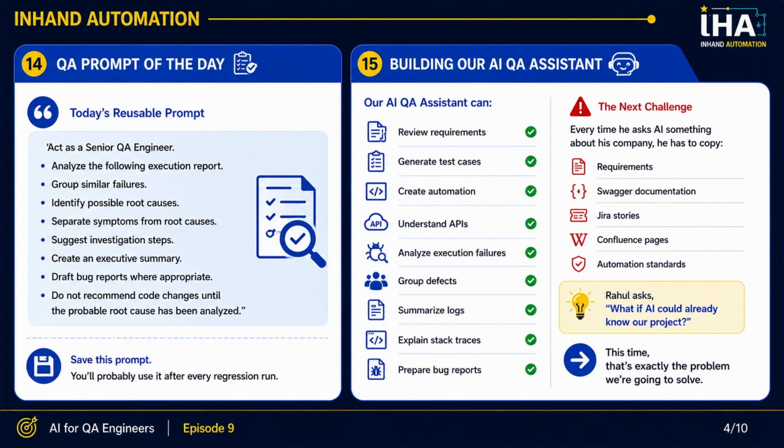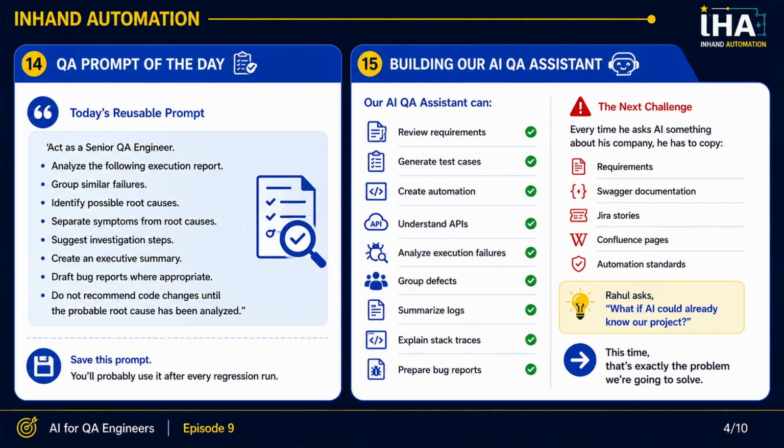So what will be today's prompt of the day to use AI for failure analysis and root cause understanding? The prompt will be: act as a QA engineer, analyze the following execution report, group similar failures, identify the possible root cause, separate symptoms from root causes, suggest investigation steps, create an executive summary, draft the bug report where appropriate, and do not recommend code changes until the probable root cause has been analyzed. So you can save this prompt. This is going to help you a lot whenever you are running your regression suite and getting an execution report. So this is how AI can help us analyze the failures.